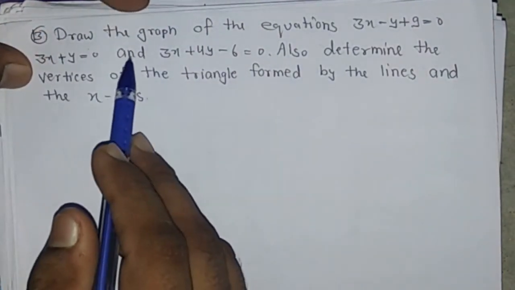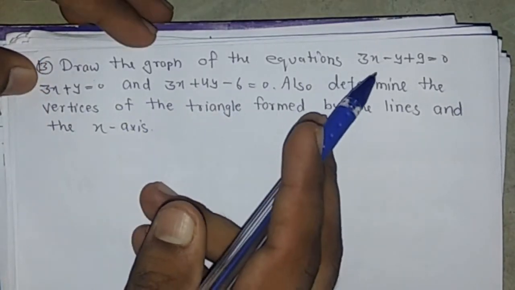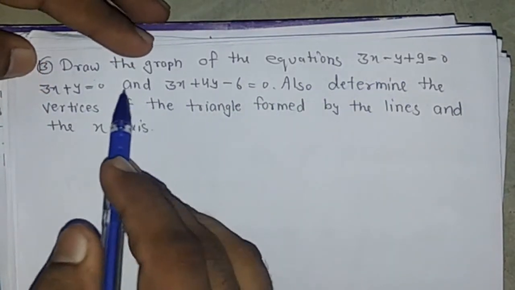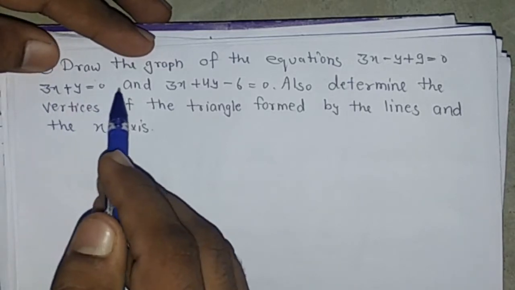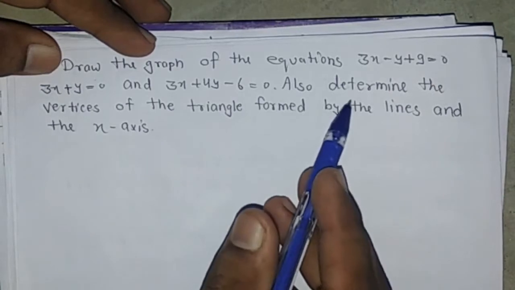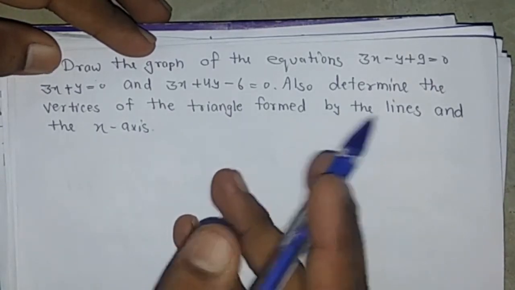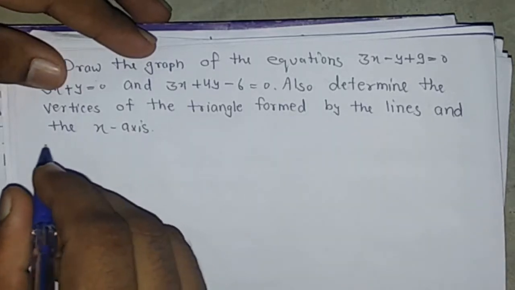Now the question number 13 of exercise 3.5. Draw the graph of the equation 3x minus y plus 9 equals 0, 3x plus y equals 0 and 3x plus 4y minus 6 equals 0. Also determine the vertices of the triangle formed by the lines and the x-axis.